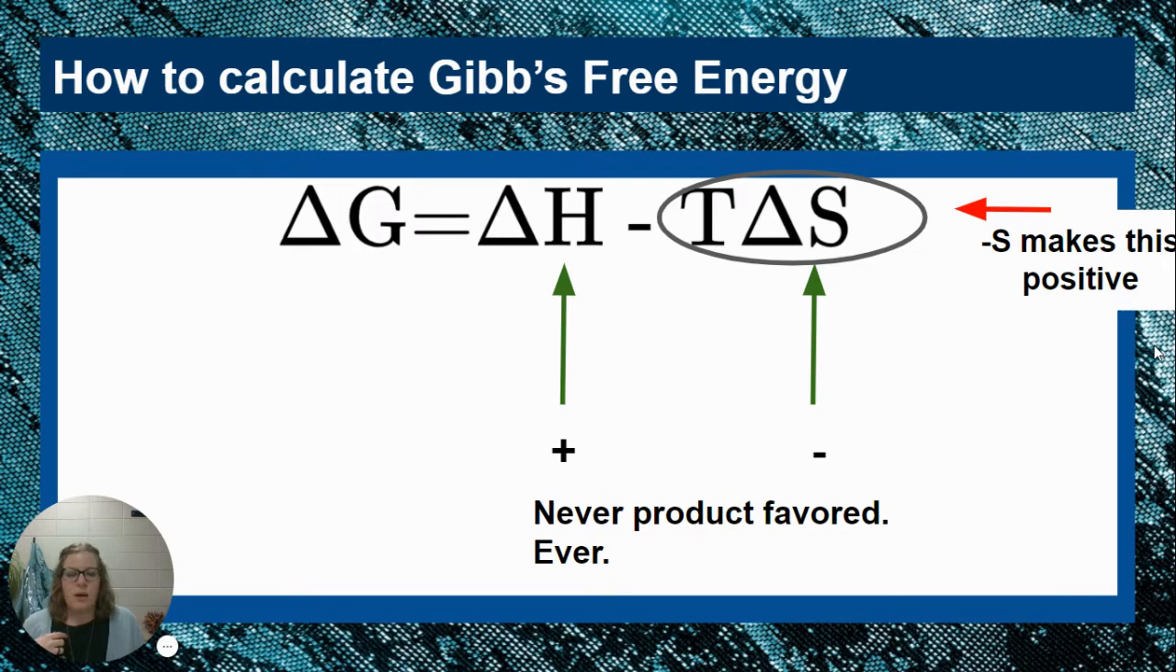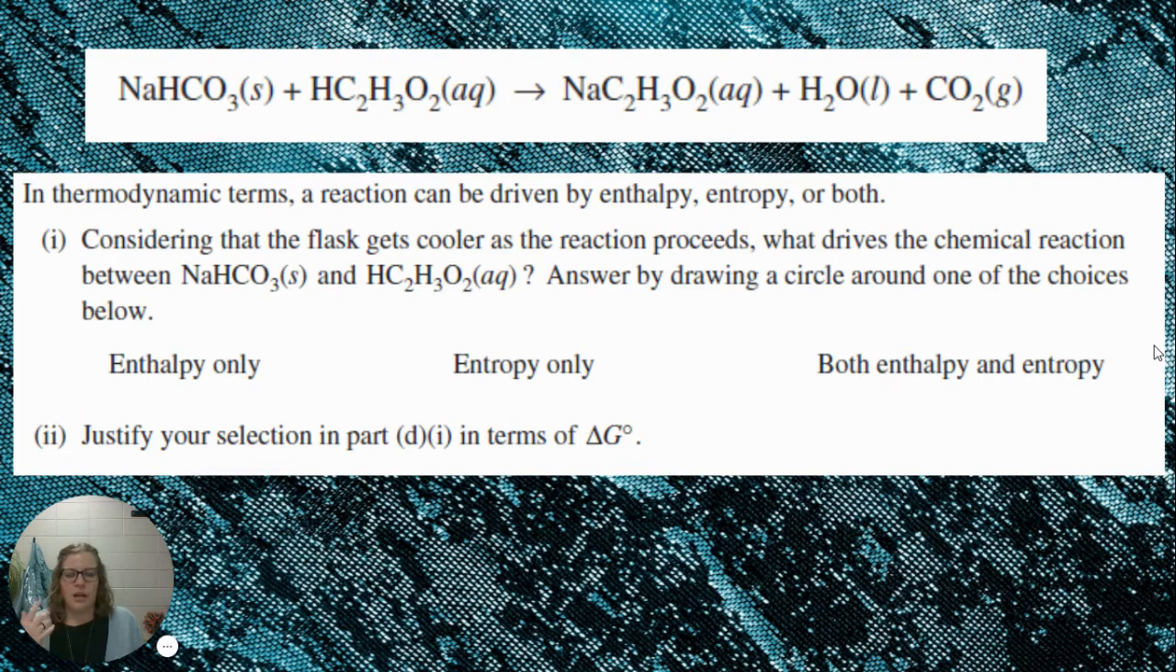Okay, so my first example is, again, an old AP exam question, and it gives you this reaction here, and then it says, in thermodynamic terms, a reaction can be driven by enthalpy, entropy, or both. So that's what I'm saying. The entropy is good, the enthalpy is good, or both of them can be good, or it'll hinder it. So considering that the flask gets cooler as the reaction proceeds, what drives the chemical reaction? Answer by drawing a circle around one of the choices.